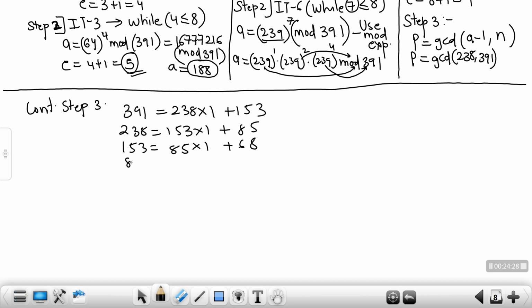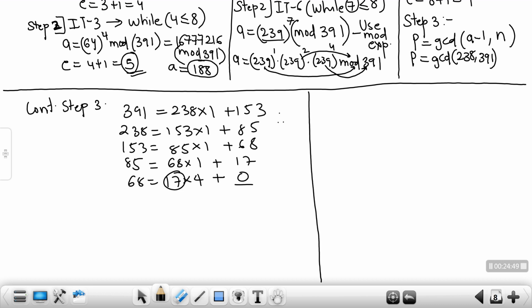Please do these calculations. I have already done this, and I am making it simpler so that you will be able to solve the other problems. So 68 into 1 plus 17. Now 68 equals 17 into 4, which has remainder 0. Therefore, GCD of 238, 391, which is P, equals 17.